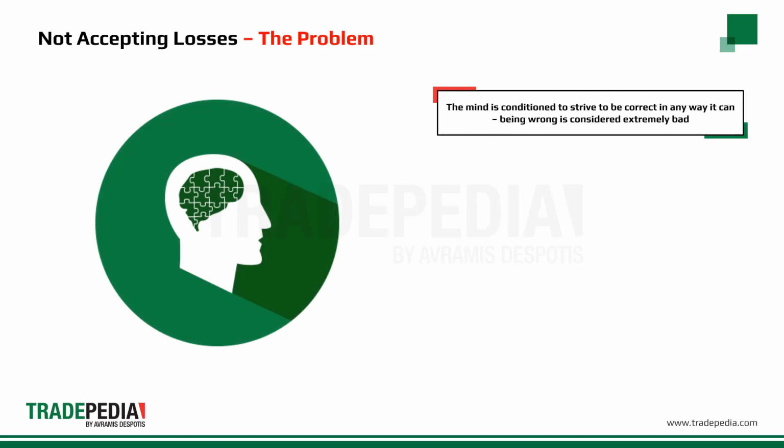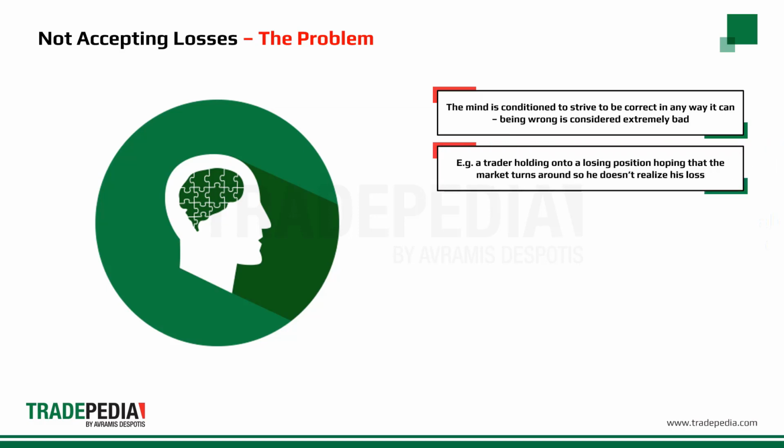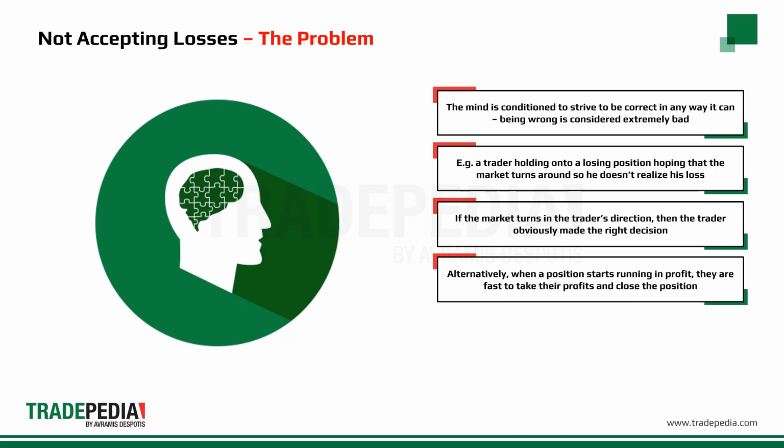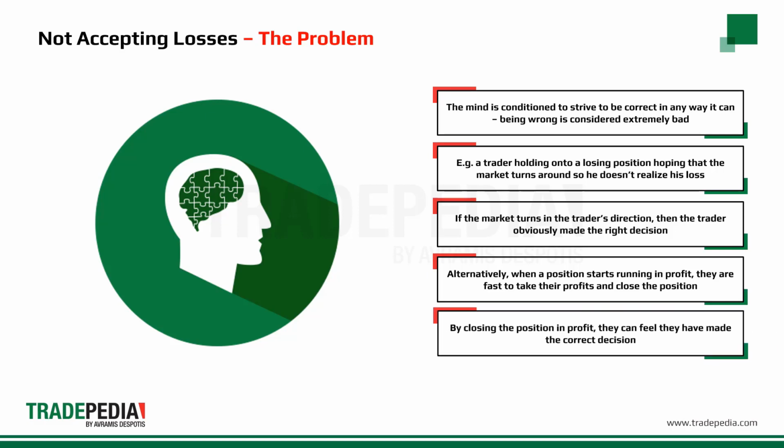The mind is conditioned to strive to be correct in any way it can. Being wrong is considered extremely bad. For example, a trader holding onto a losing position hoping the market turns around so he doesn't realize his loss. If the market turns in the trader's direction, then the trader obviously made the right decision and the idea of being correct is reinforced. Alternatively, when a position starts running in profit, they are fast to take their profits and close the position. By closing the position in profit, they can feel they have made the correct decision. This is one of the main reasons why beginners tend to cut their profits early, but allow their losers to run.